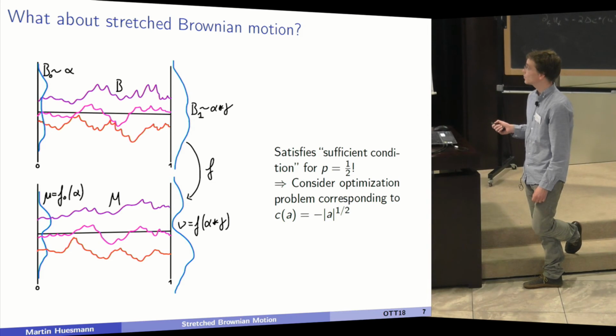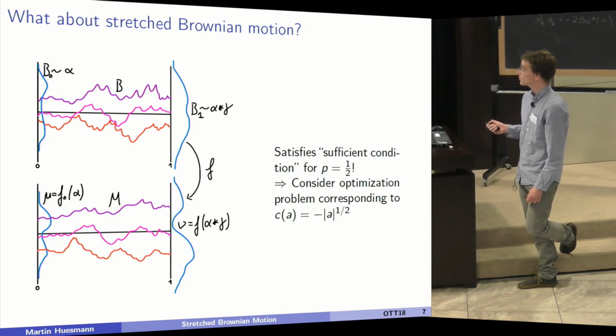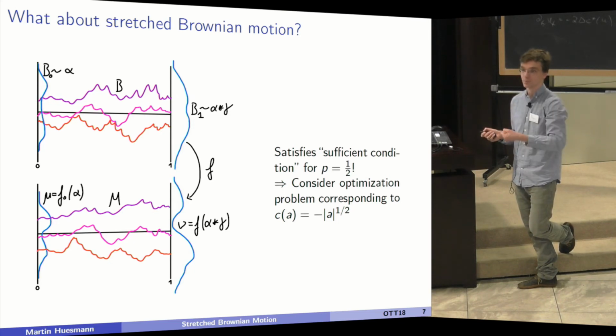So what you need to do now is consider this optimization problem, but corresponding to the square root of A with a minus. So this is now not convex, but concave. So you should not look at a minimization, but at a maximization problem.